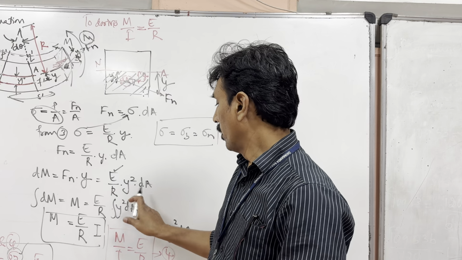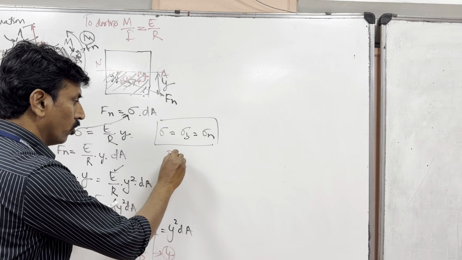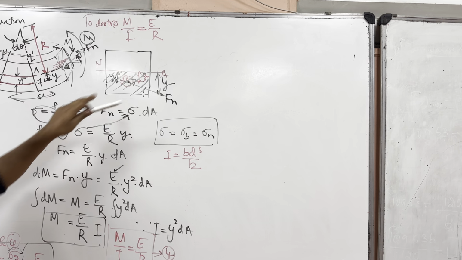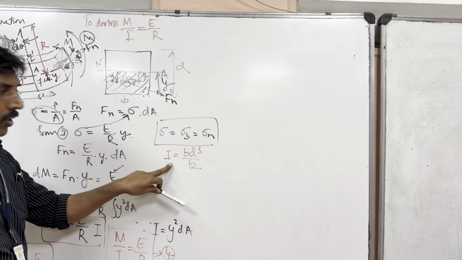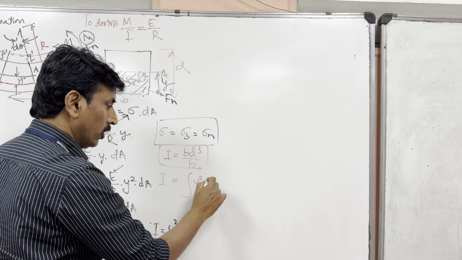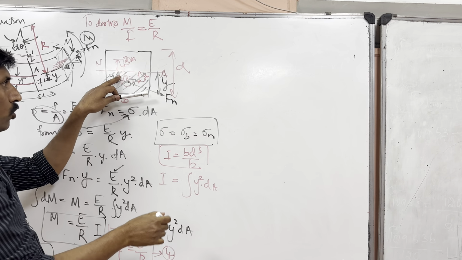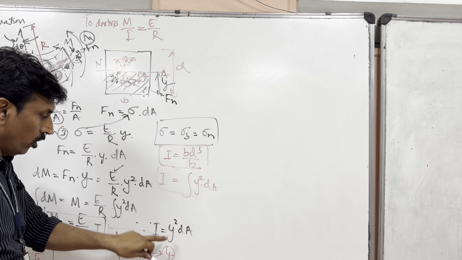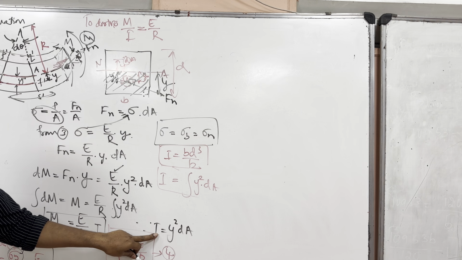So here this integration of y square dA, guys, last time you said that I is equal to BD cube by 12 for rectangular sections. If this is B, and this depth is D, so I is BD cube by 12. This is actually derived from integrating all the elemental areas dA, which are at a distance y from the neutral axis for a rectangle. If you actually derive this, you get this BD cube by 12. So this integration of y square dA is nothing but the moment of inertia, the surface moment of inertia.